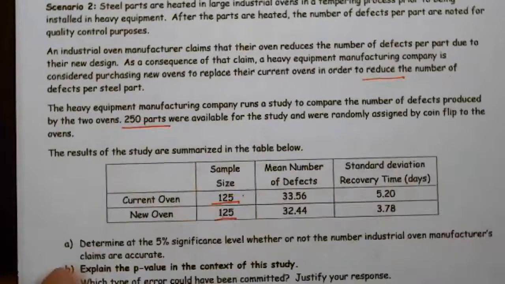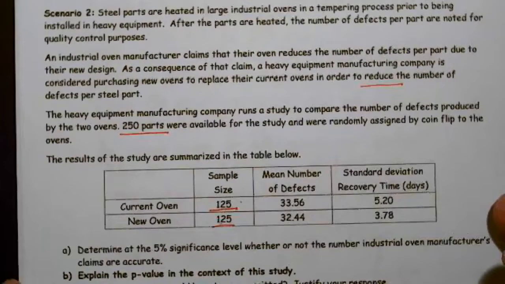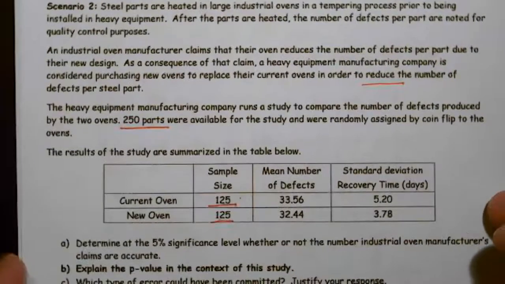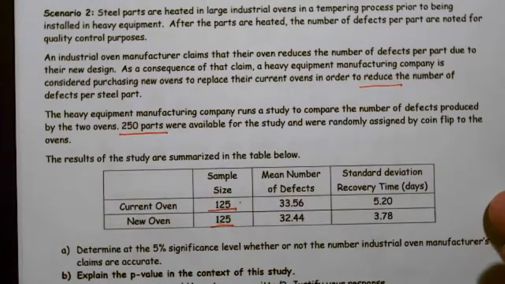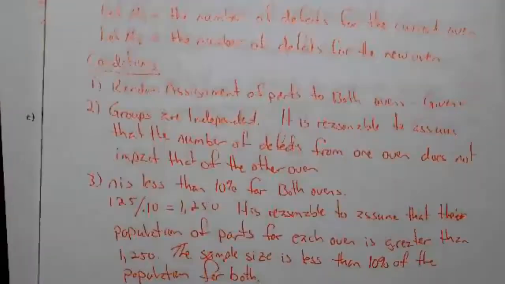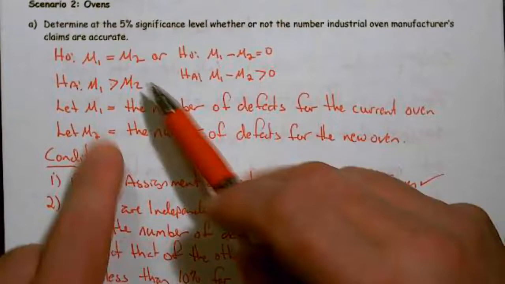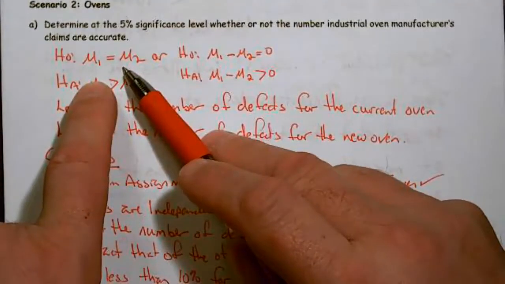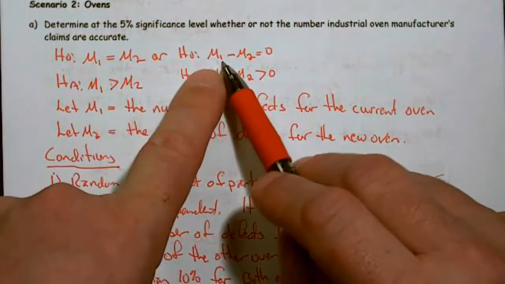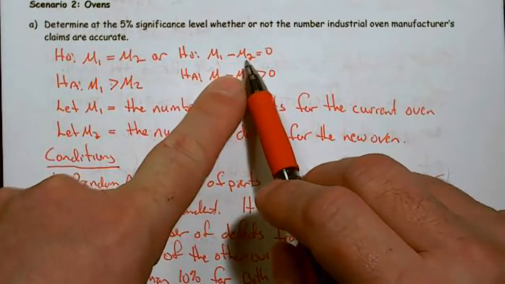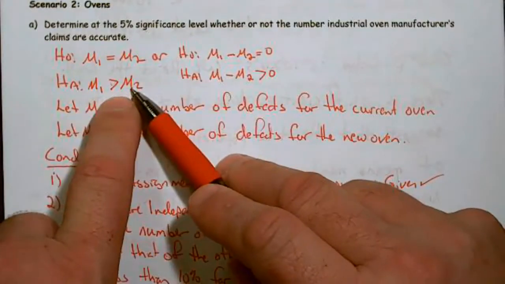And the first thing it says is determine at the 5% significance level whether or not the industrial oven manufacturer's claims are accurate. So here we go. We start off and we can write our null hypothesis mu1 equals mu2, or we could have said mu1 minus mu2 equals 0. We also say the alternative is mu1 is greater than mu2.